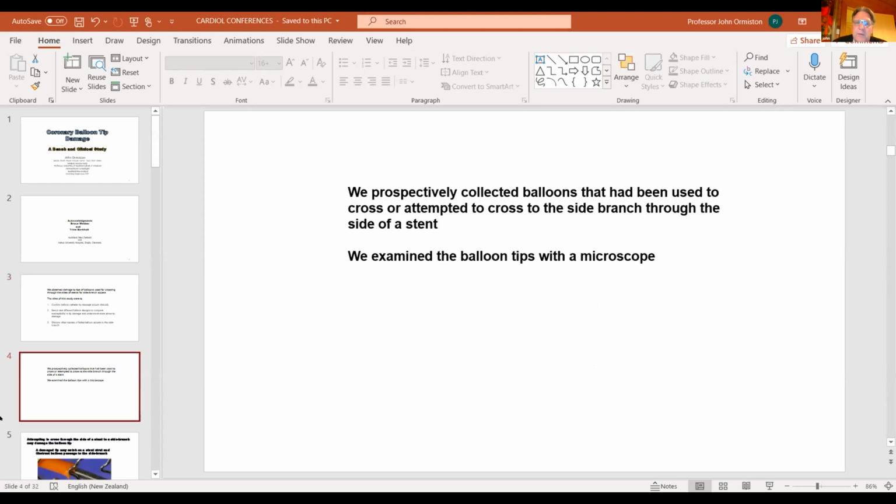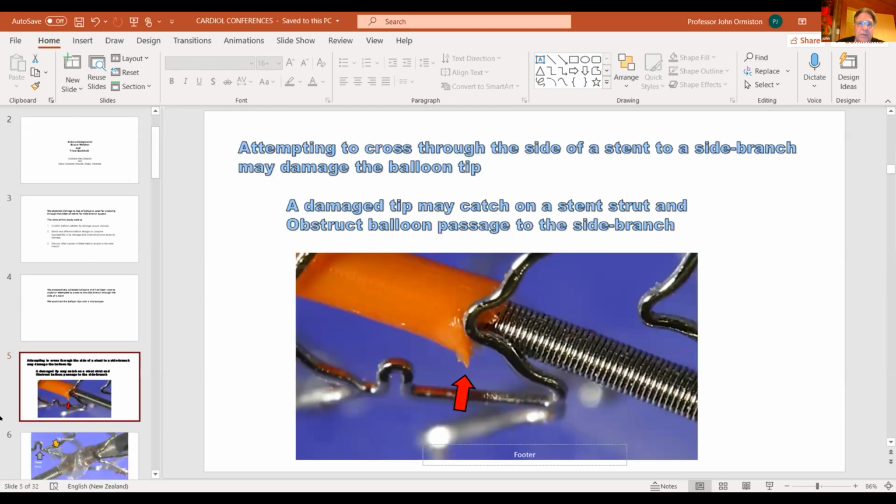We prospectively collected balloons that had been used to cross or attempted to cross to the side branch through the side of a stent. And we examined those balloon tips with a microscope. Here we see a picture of a balloon attempting to cross through the side of a stent. So the balloon tip may catch on the stent strut and be deformed and obstruct passage to the side branch. The arrow points to the damaged coronary balloon catheter tip.